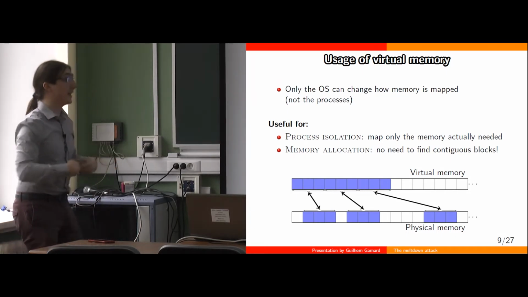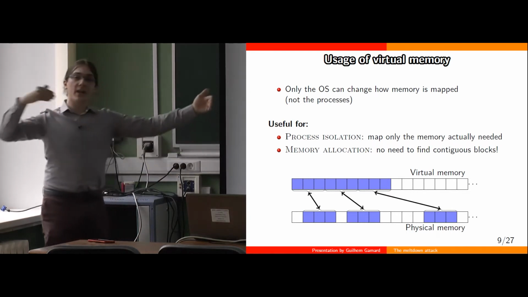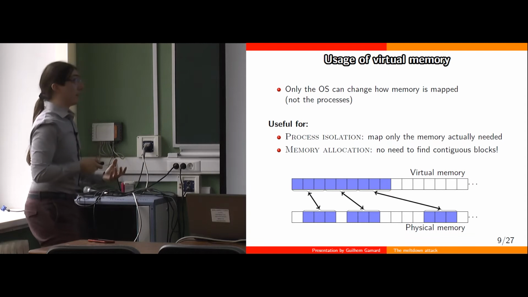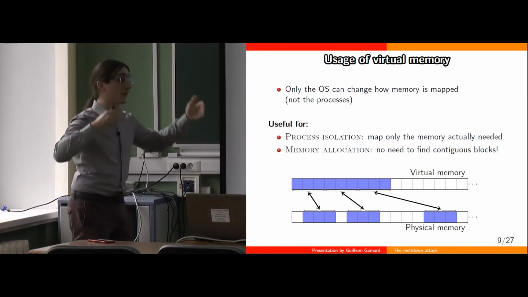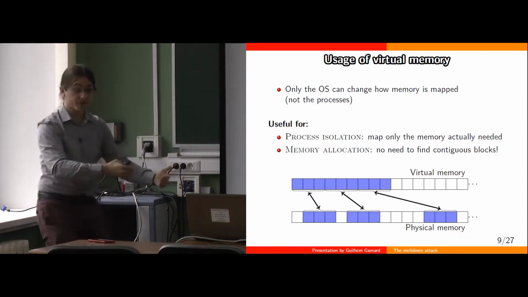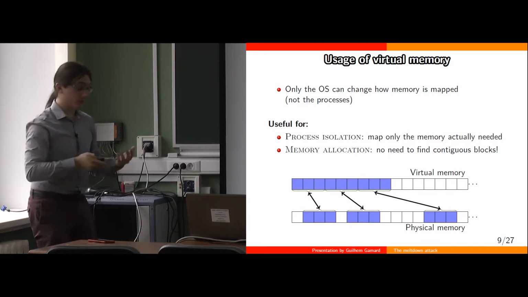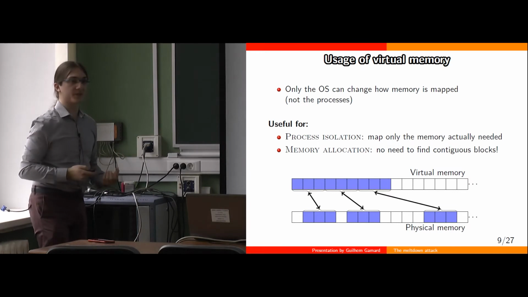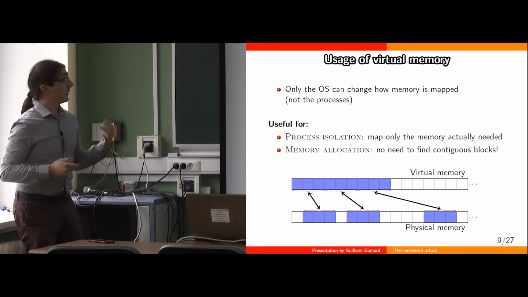And so like this, you can deliver to applications things that look like contiguous blocks of memory, and your C compiler is very happy, for instance. But in the end, you don't need to have this memory actually contiguous in the physical memory. So this makes things much simpler to allocate memory to processes, for instance.